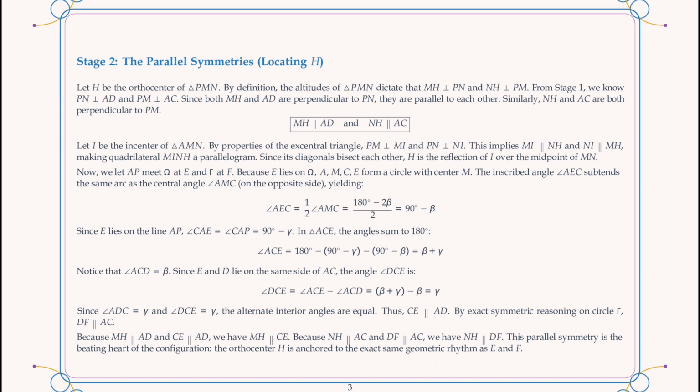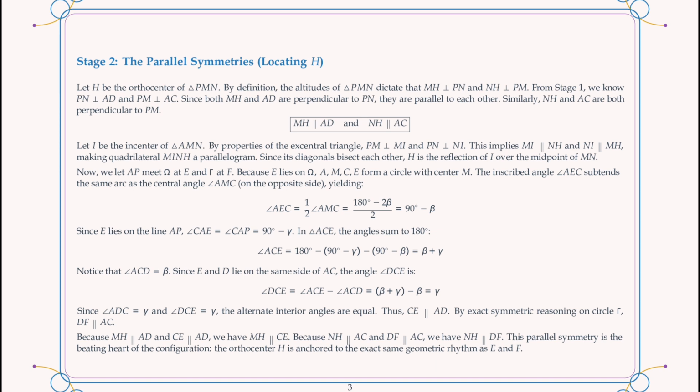Similarly, NH and AC are both perpendicular to PM. Thus, MH is parallel to AD, and NH is parallel to AC. Let I be the incenter of triangle AMN. By properties of the excentral triangle, PM is perpendicular to MI and PN is perpendicular to NI. This implies MI is parallel to NH, and NI is parallel to MH, making quadrilateral MINH a parallelogram. Since its diagonals bisect each other, H is the reflection of I over the midpoint of MN.